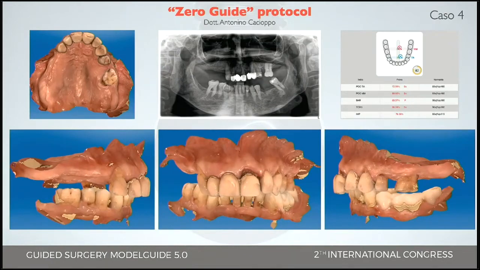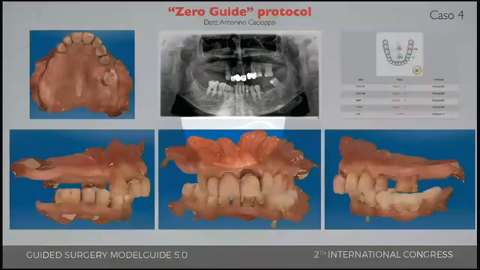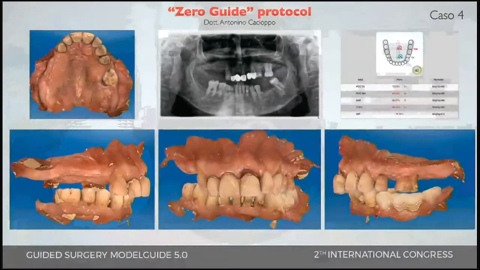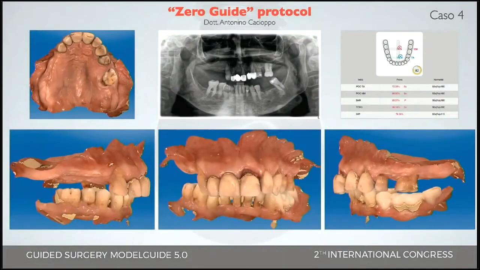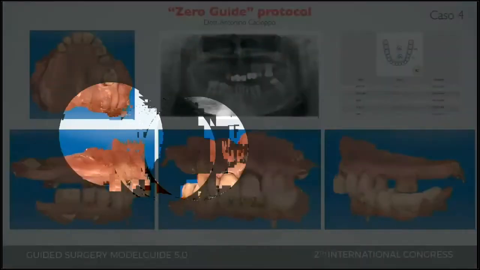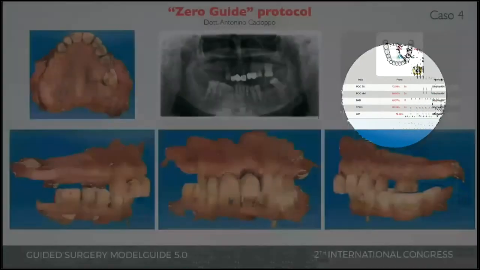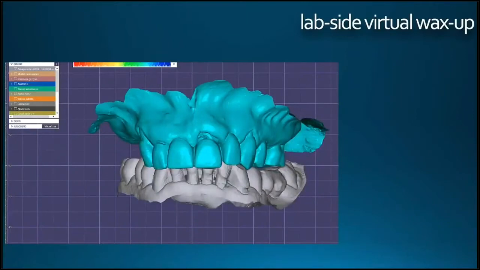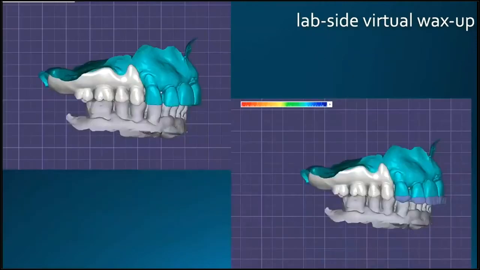This is the first visit. We had our digital impressions. And look, on the upper right side, no teeth at all. Of course, everything in this moment is absolutely unbalanced. You can imagine that. We started this case with a lab side virtual workshop.